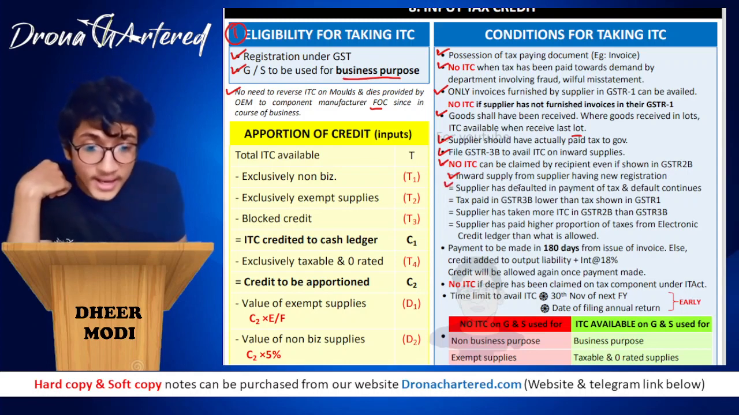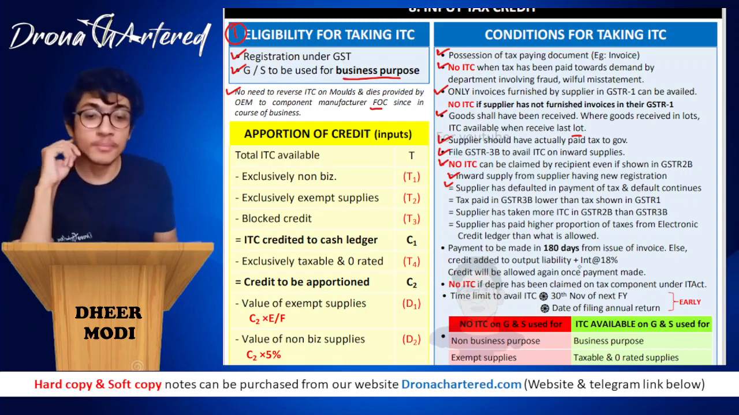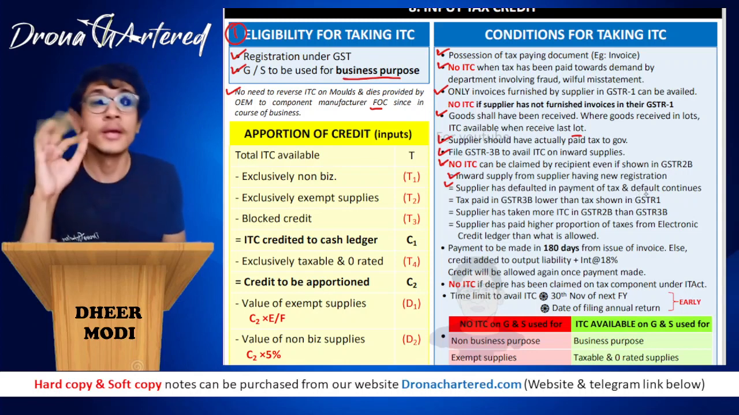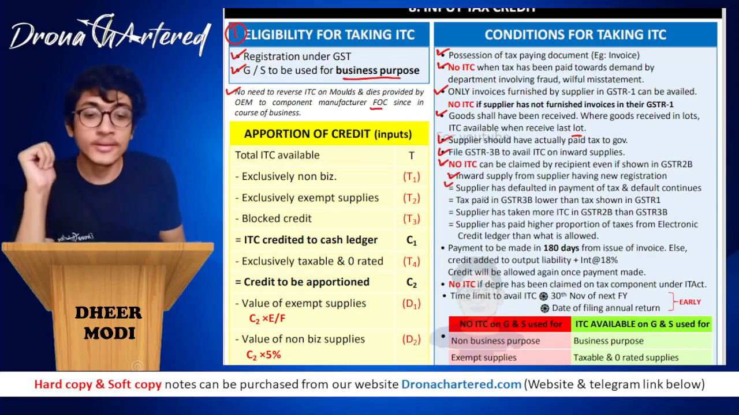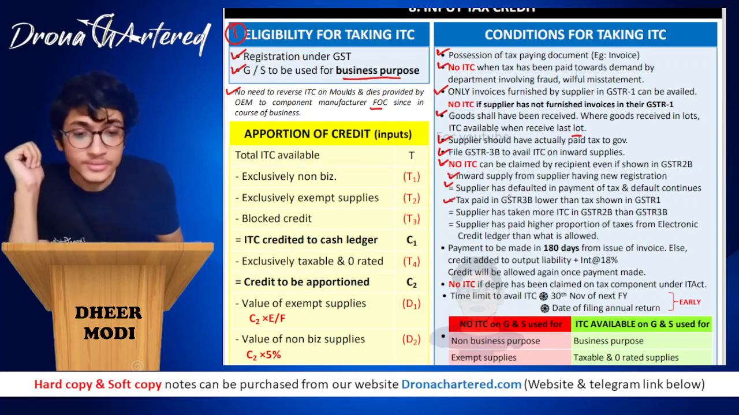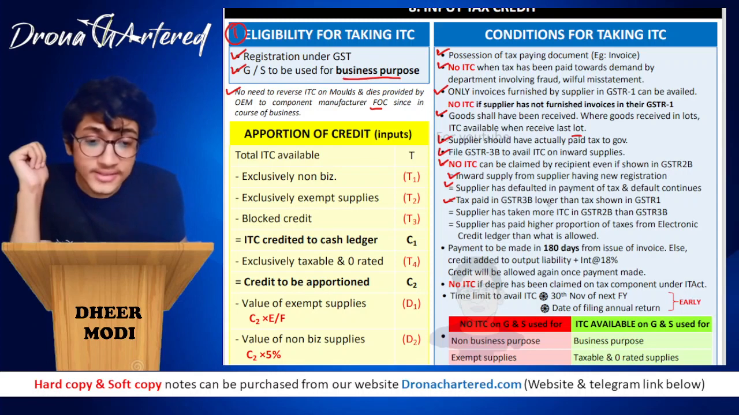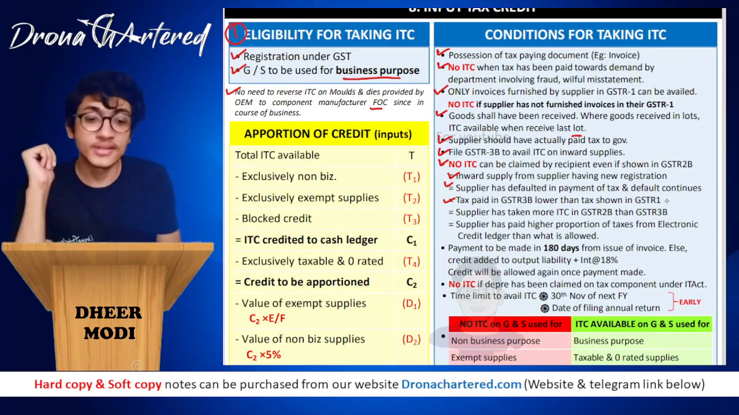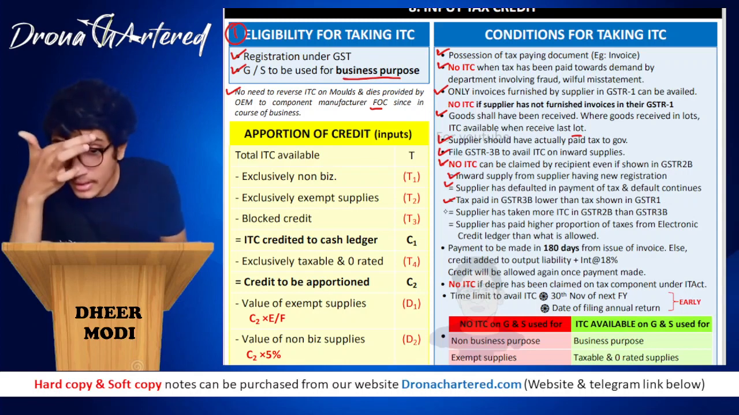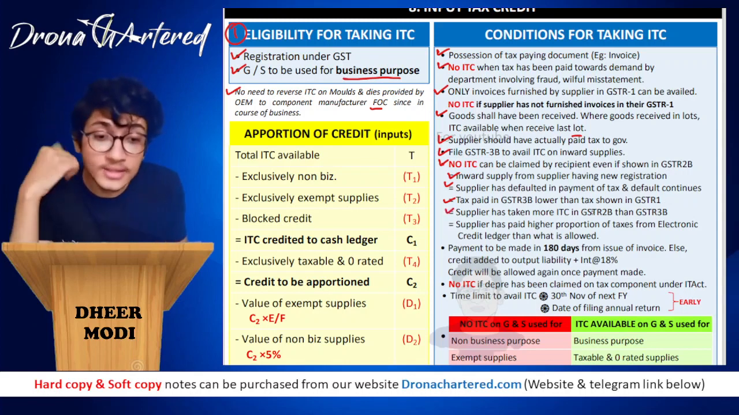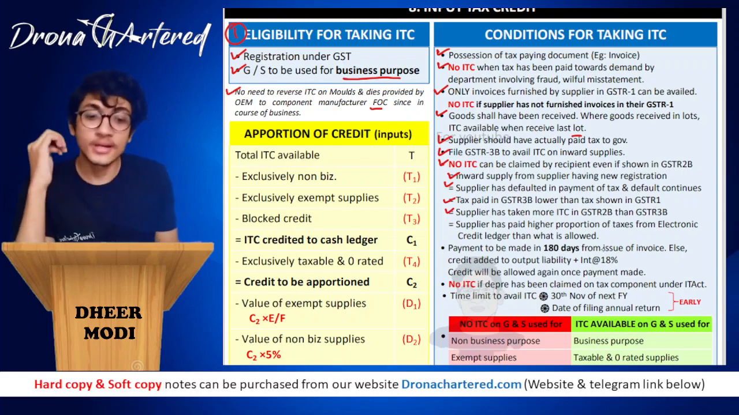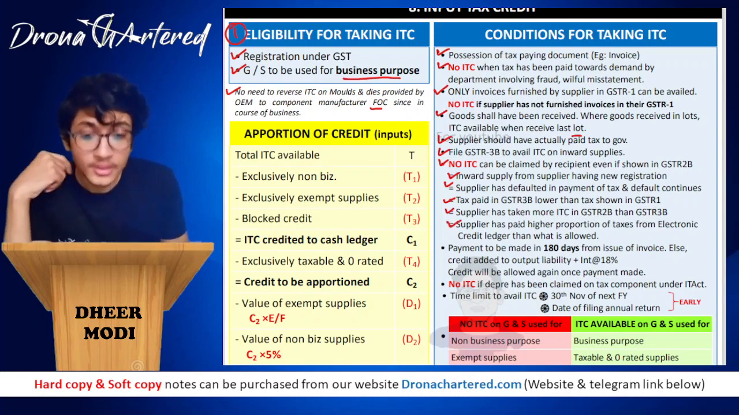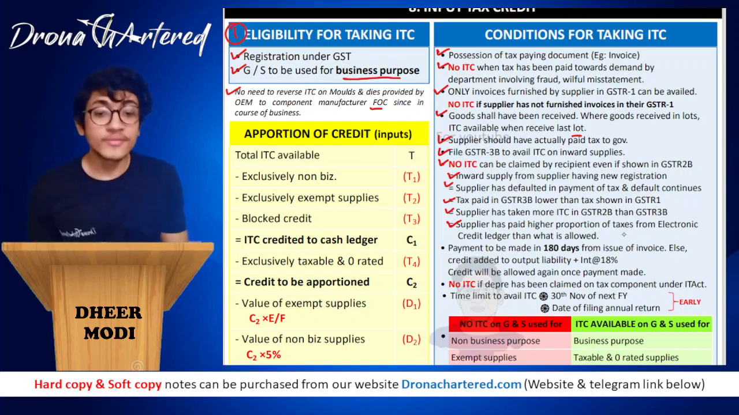If the supplier has defaulted in payment of tax and the default continues, that is, the supplier has not paid tax and has not rectified the default. If the tax paid in GSTR 3B is lower than the tax shown in GSTR 1, that is your outward supply. Next is if the supplier has taken more ITC in GSTR 2B than GSTR 3B. Or the supplier has paid a higher proportion of taxes from the electronic credit ledger than what is allowed.